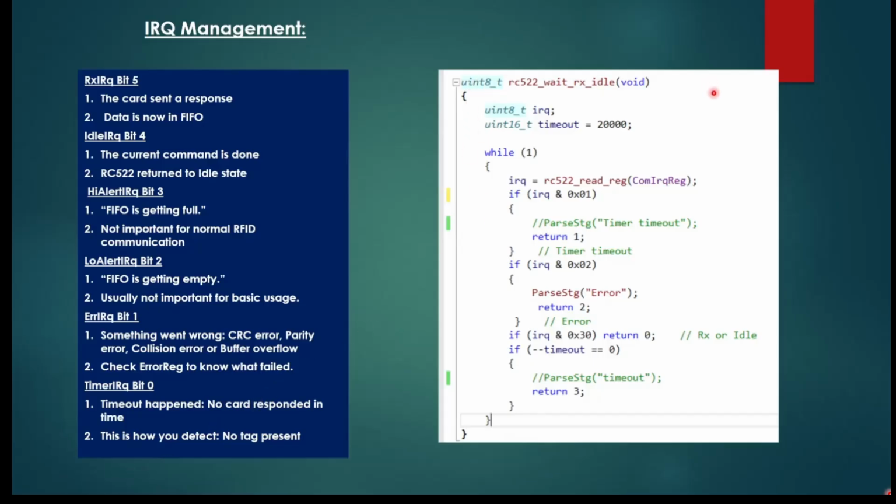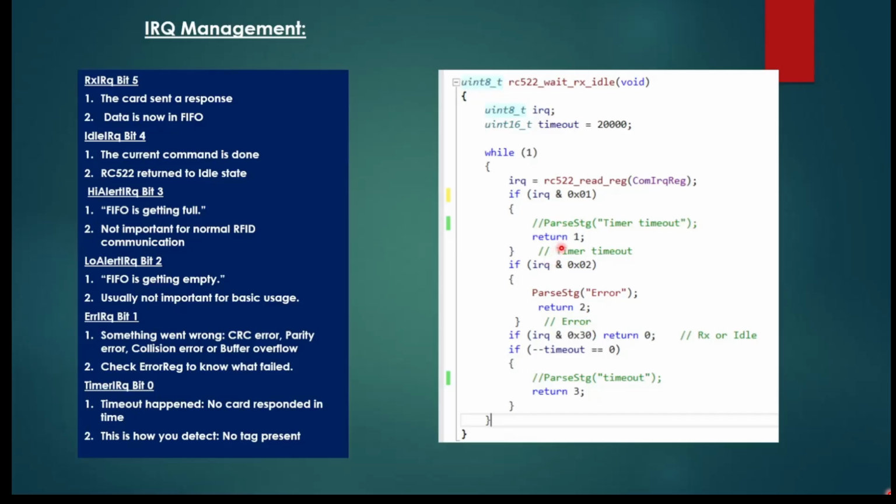So we have a routine that we call. What I have here is a timeout of 20,000 cycles, but that's just the last resort. So first we go and read the IRQ. Now, if the IRQ ANDed with hex 1 is set, that means that we had a timer timeout. That means that probably there was no tag available, and we had a timeout.